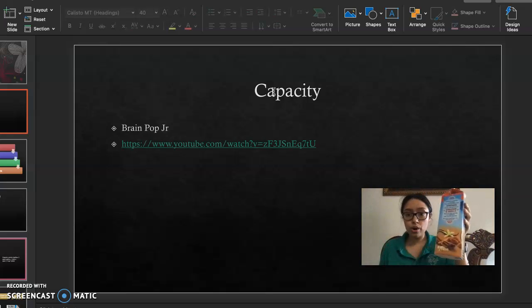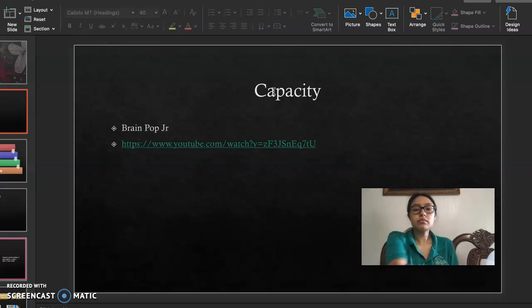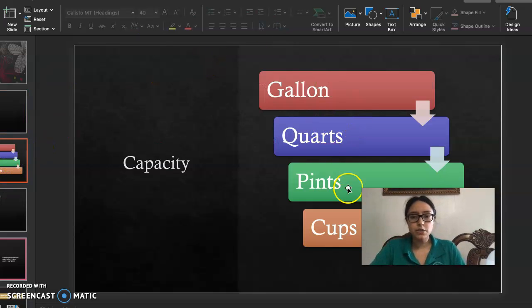Gallons, quarts, pints, and cups are a unit of measure. And some containers, like we already know, can hold more than others. So again, this is what we're learning in math: gallon, quarts, pints, cups.